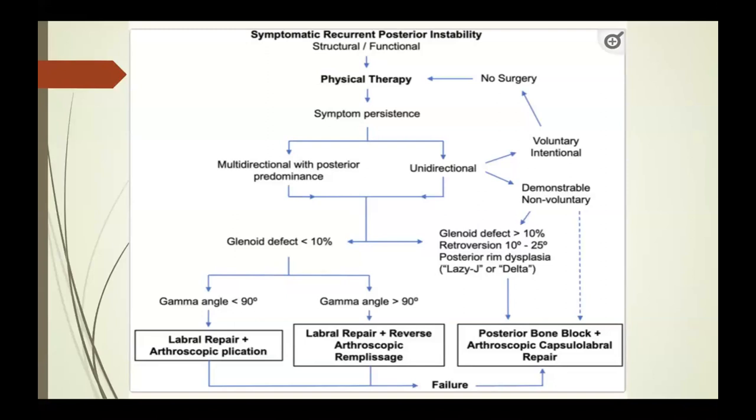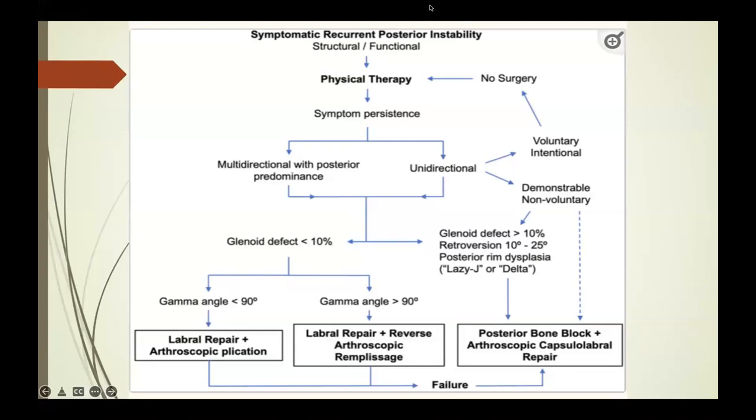So keep in mind, any structural defect definitely needs fixation in the form of Bankart repair with reverse remplissage or the McLaughlin, or we have to do a posterior bone block procedure or an open wedge osteotomy. Any non-structural or repetitive problem in the form of muscle dysfunction or scapular dyskinesis, the primary goal of treatment is scapular strengthening exercises, cuff conditioning exercises, and posterior capsular stretching exercises.